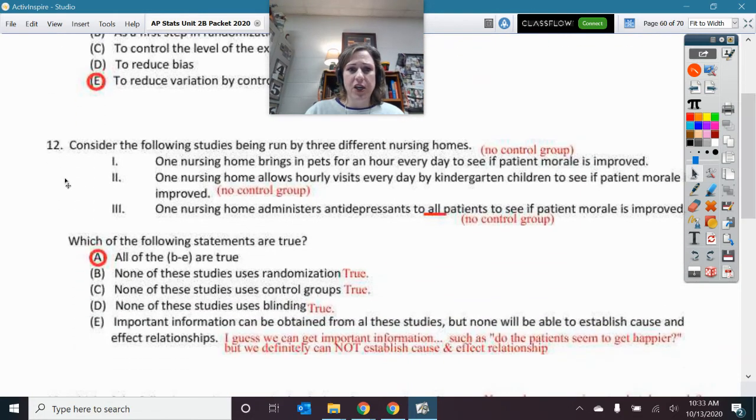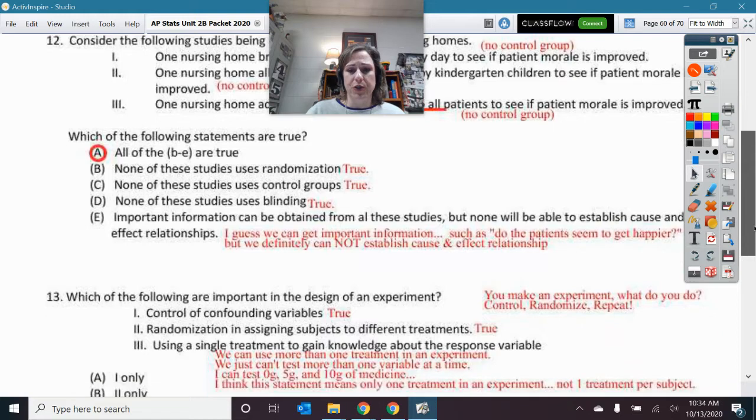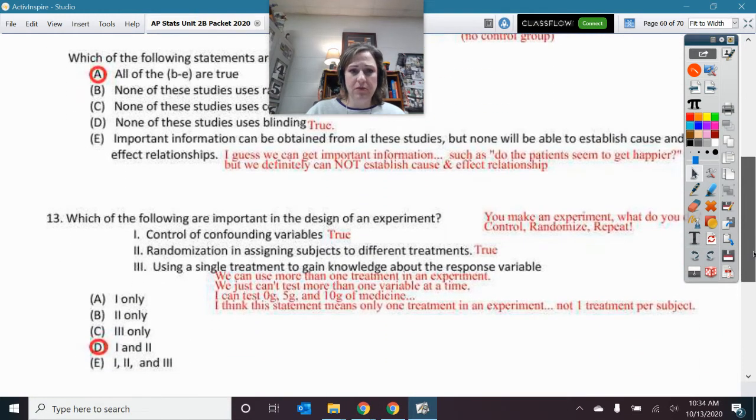Okay. Here, all of these 3 did not have a control group, and so I actually liked all of these statements. So all of the statements B through E are true. Here, you make an experiment. What do you do? Control, randomize, repeat. Okay, so now, 1 and true or 2.